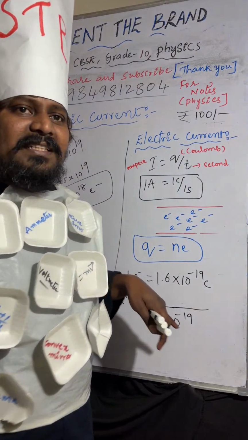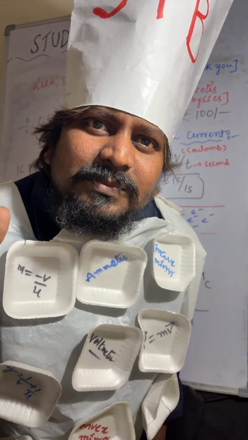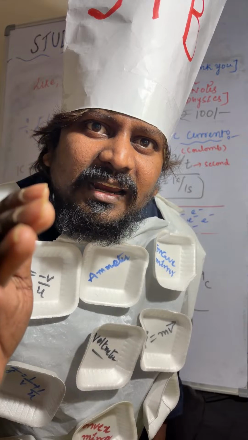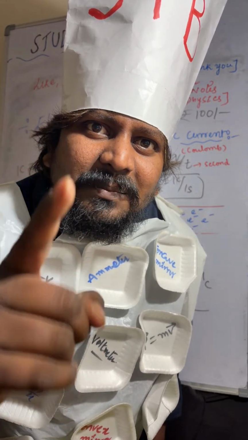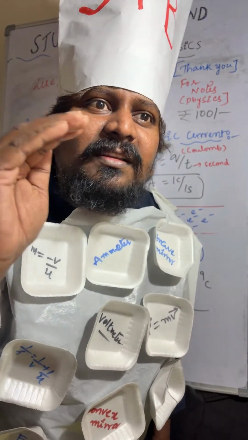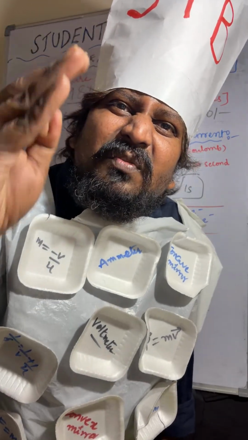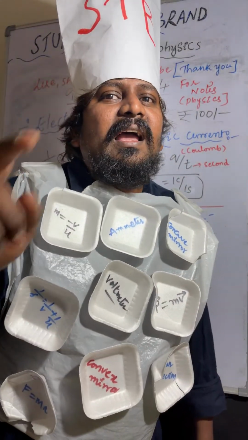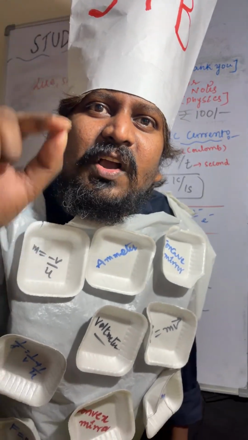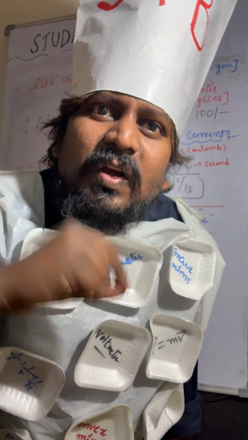On 1 electron, how much charge is present? On 1 electron, 1.6 into 10 power minus 19 coulomb. On 1 electron, that much charge is present. Keep in mind, very important. 1.6 into 10 power minus 19 coulomb.